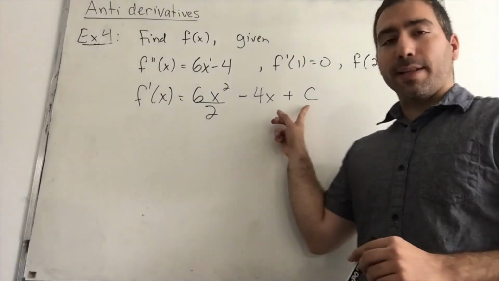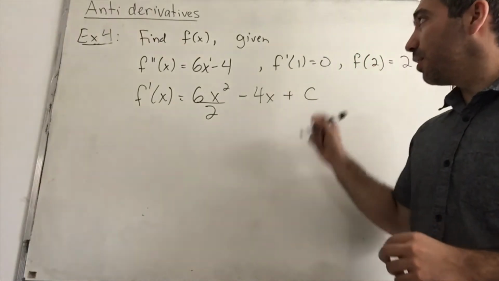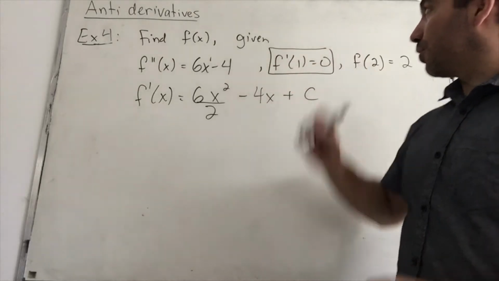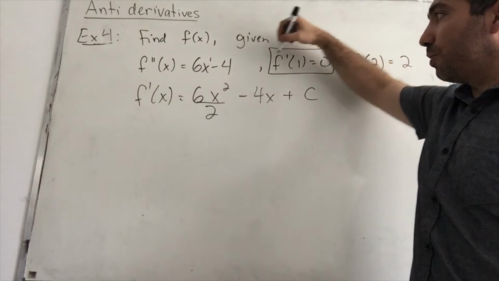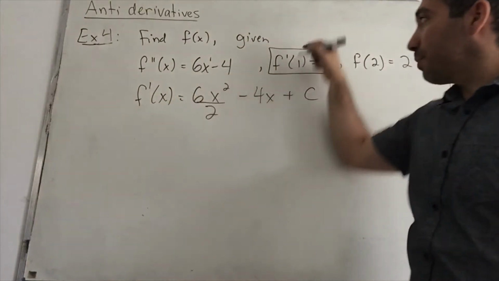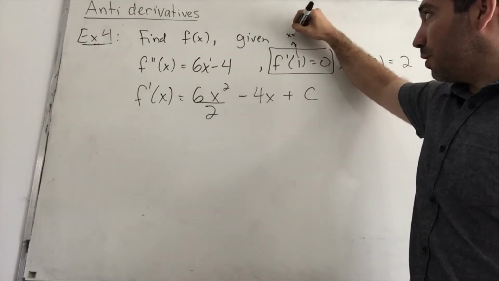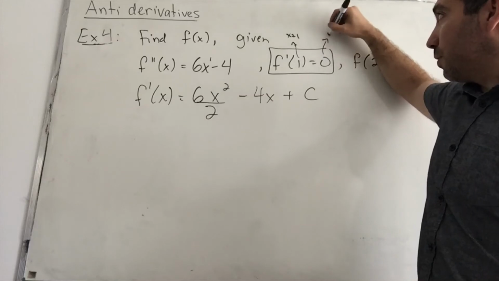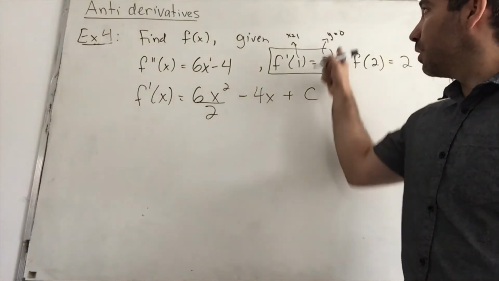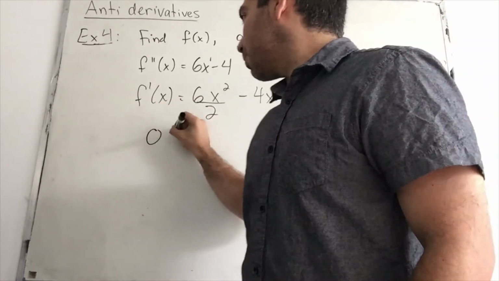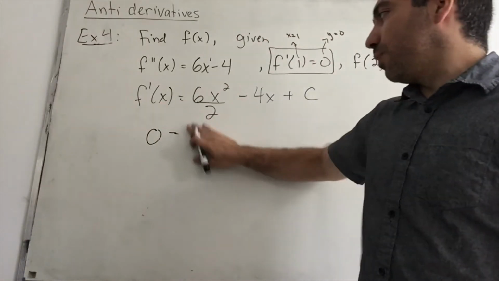Now our job is to go find that constant. How do we find that constant? Using our first initial condition. We know that f prime of 1 is equal to 0. That means in the first derivative, which is what we have here, if we substitute x with 1 and y with 0, that's going to allow us to find our constant c. So let's go ahead and do that. Substituting this with 0, we get 0 equals 6. Well, 6 divided by 2, we could just write 3 right away.